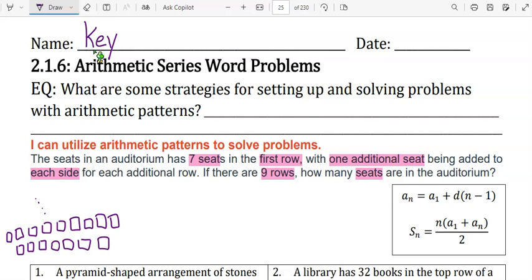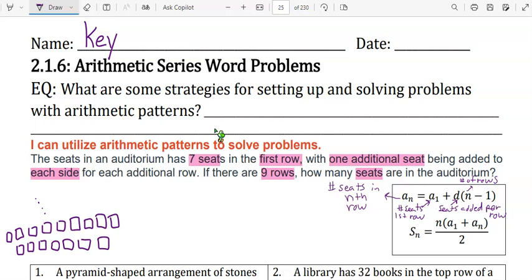For this formula, A of n is the number of seats for the nth row. And then A1 is the seats in the first row. D is the number of seats that are added to each additional row. And then N is the number of rows.